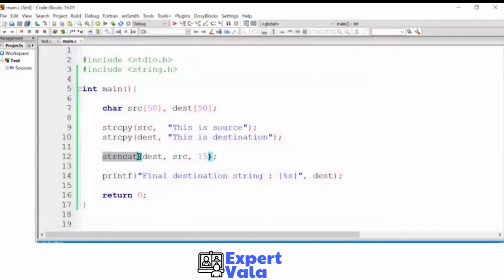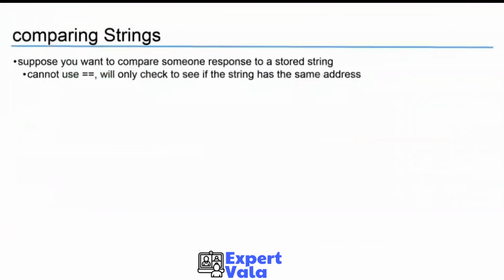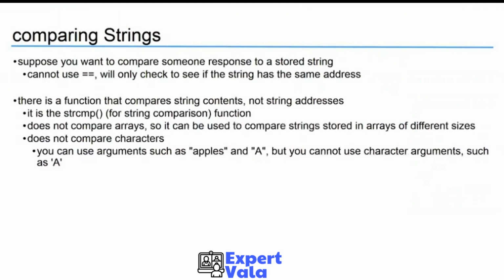Let's talk about strcmp, which I keep accidentally saying instead of strcpy. For comparing strings, we also have to use a function. If you want to compare one string to another, you can't use double equals, because that only checks for references, whether or not you have the same address. So what you need to use is strcmp. This is going to compare the string contents.